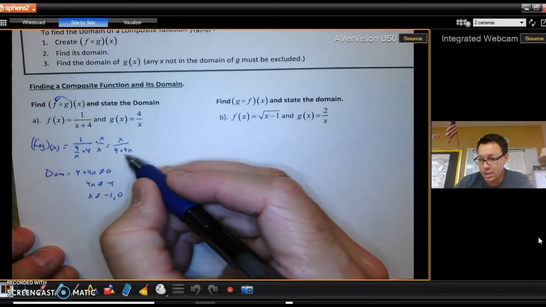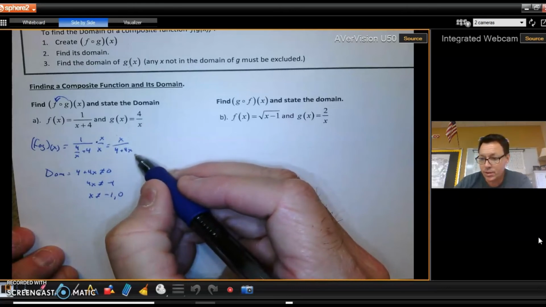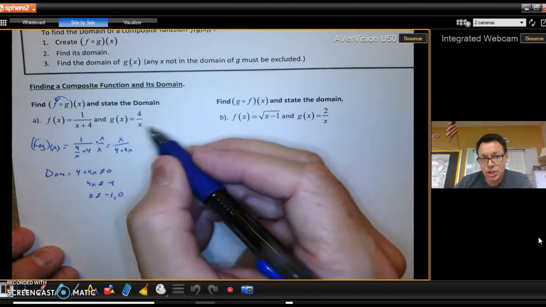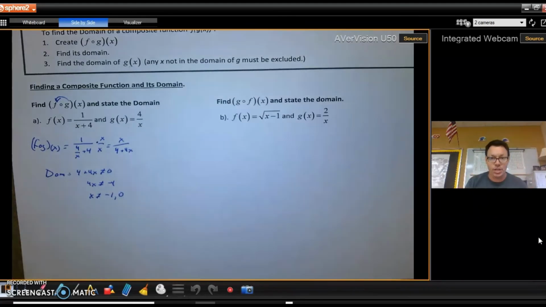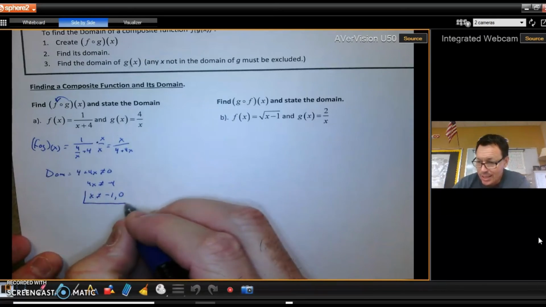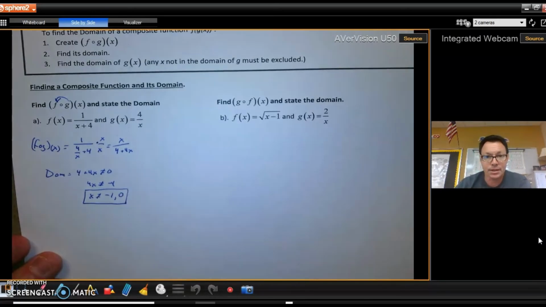Even though it doesn't look like it would be an issue with this new function we created, it is. It would blow up function g before we ever had a chance to put it into function f. So that is a second domain restriction that a lot of people will forget about. Okay, so that's our answer on that one.